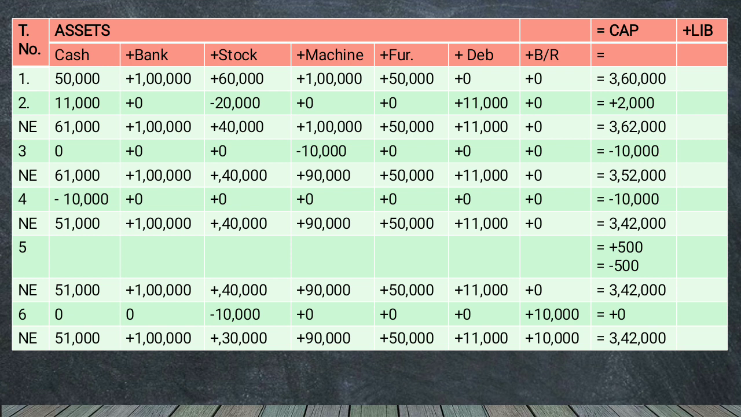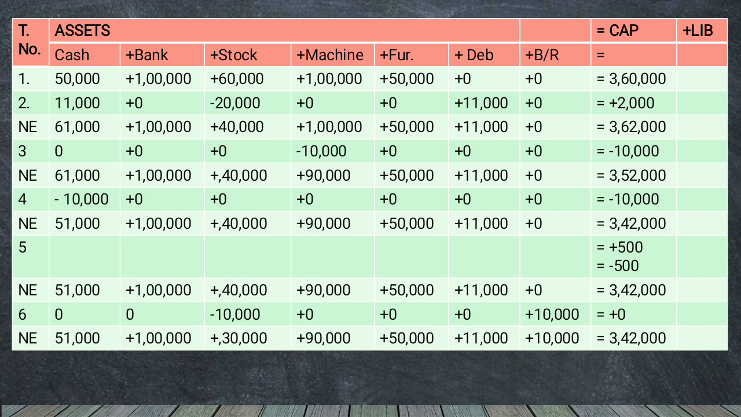Okay, so here our stock will decrease by 10,000 because of sales, credit sales, and at the same time we have to increase our bills receivable. We don't have to increase our debtors. Okay, and there is no effect on capital, as we have already discussed at the very beginning. So after the sixth transaction, our new equation: cash 51,000, bank 1 lakh, and stock will decrease by 10,000, so revised stock will be 30,000, machinery 90,000, furniture 50,000, debtors 11,000, and bills receivable we have to write 10,000, and there is no effect on the capital side.